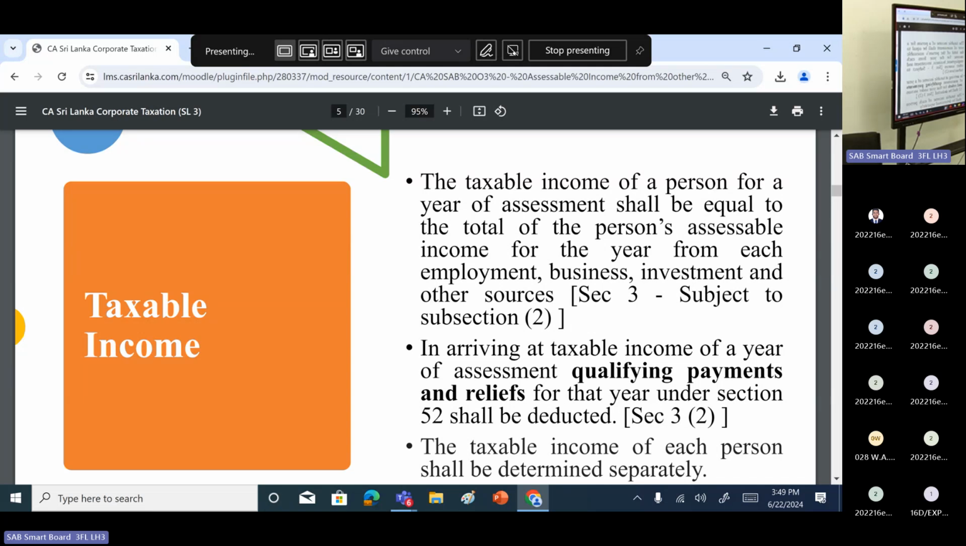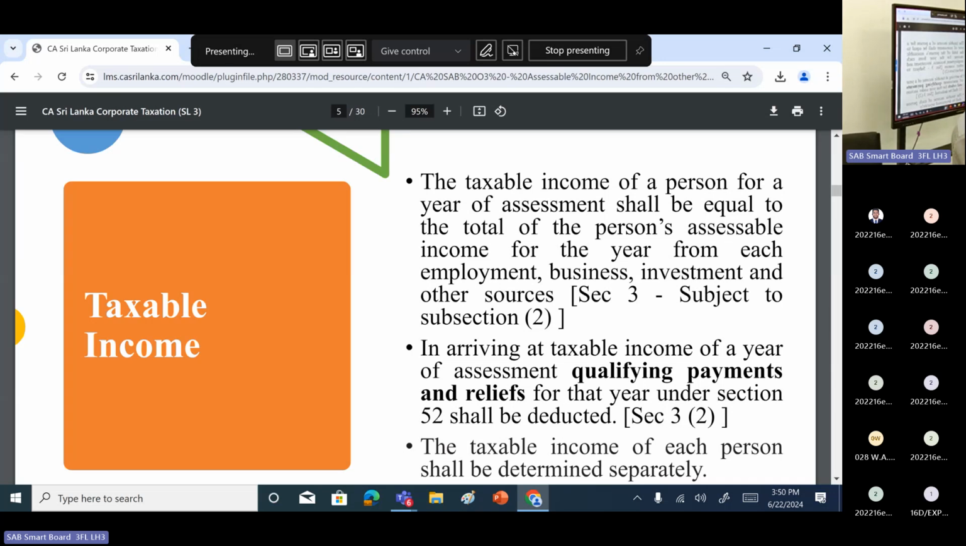Why are we working on the taxable income? I am again telling you that when we discussed section 2, as per section 2, it says in Sri Lanka a person is liable for income tax only if he has a taxable income or a receipt of final withholding payment. So here we are going to work out the taxable income.